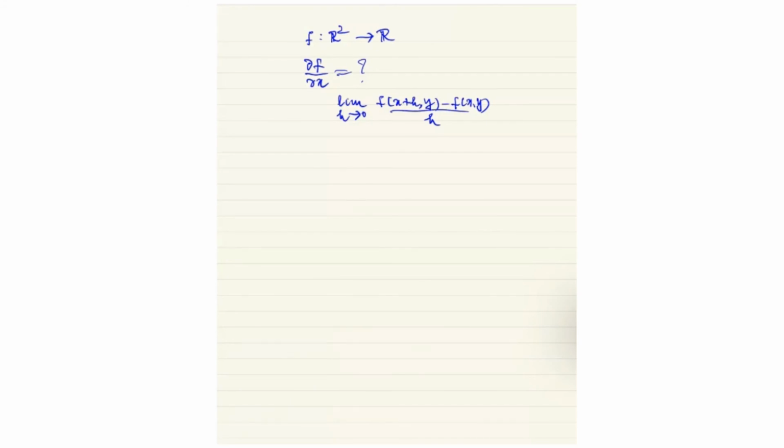What is this? f of (x plus h, y). This is (x, y) plus h times something. What is that something? (1, 0). Okay. So if you call this point (x, y) as p, this is p plus h times e1. Okay, with our earlier notation, this is the usual basis vector e1.